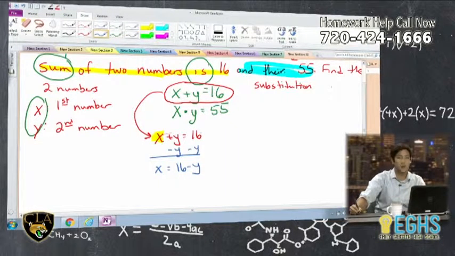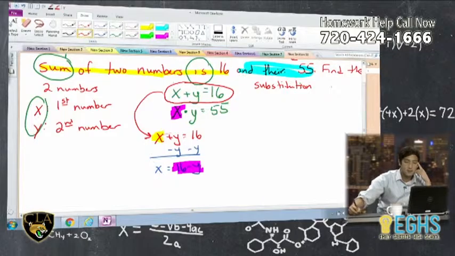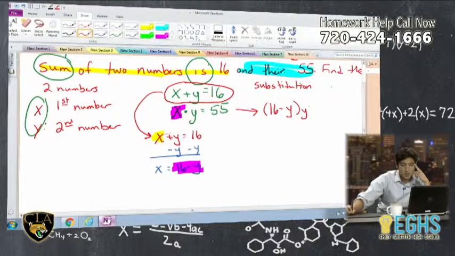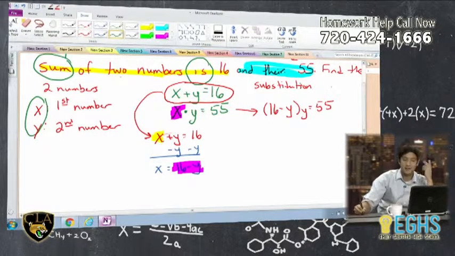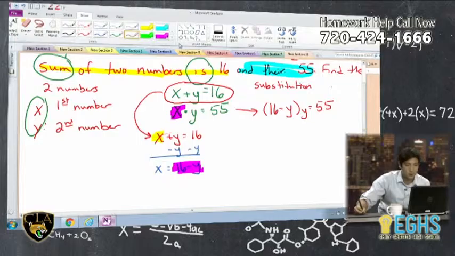And again, we said one of our problems with these equations is I have two variables. So now what I can do is say, look, I know x equals 16 minus y, which means I can replace this value of x right here. I'm going to take this 16 minus y over here and plug it in. So I got 16 minus y times y equals 55. All I did is say, OK, I know x is equal to something else, so I can plug that in. That's my substitution.